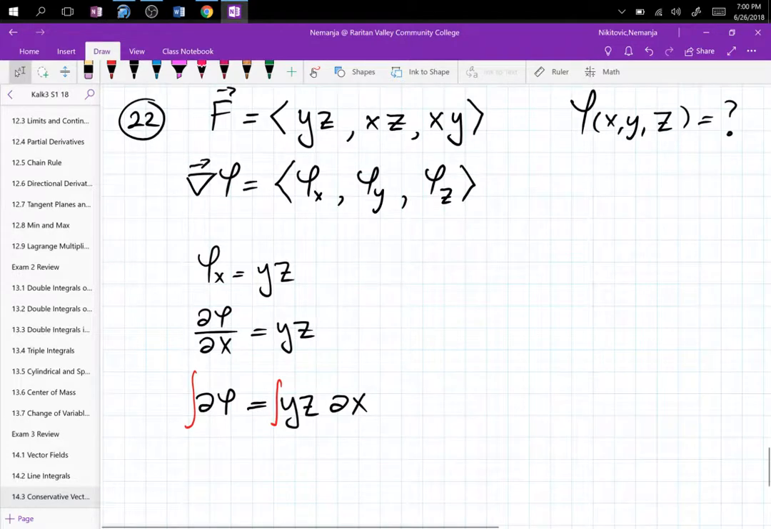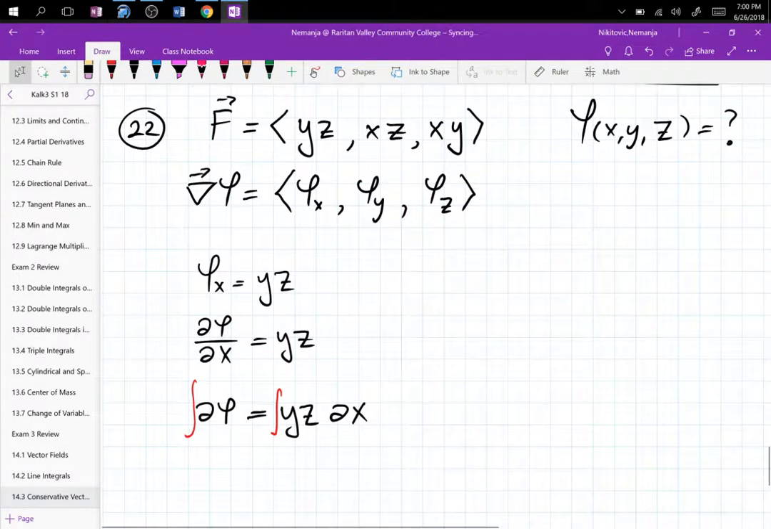Can you just repeat how f and phi are related?